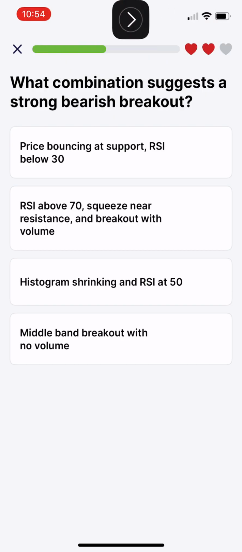What combination suggests a strong bearish breakout? Price bouncing at support. RSI below 30. RSI above 70. Squeeze near resistance. And breakout with volume. Histogram shrinking and RSI at 50. Middle band breakout with no volume.